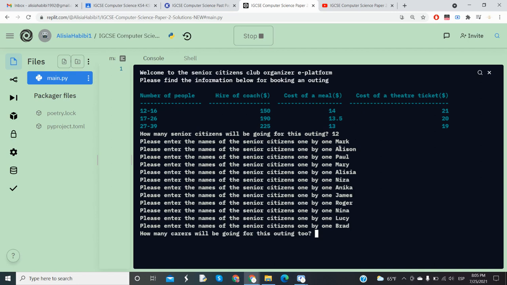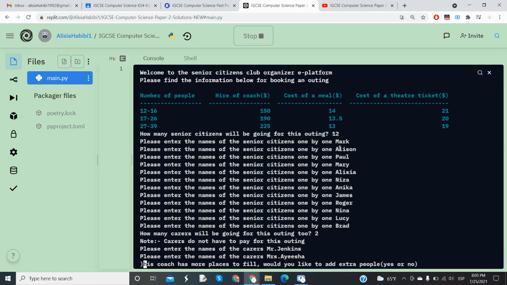Now it tells me how many carers are going to go. I'm just going to say 2 carers for now. And it tells me that carers do not have to pay for this outing. It also asks me to enter the names of the carers. So I'm going to say Mr. Jenkins and Mrs. Aisha.